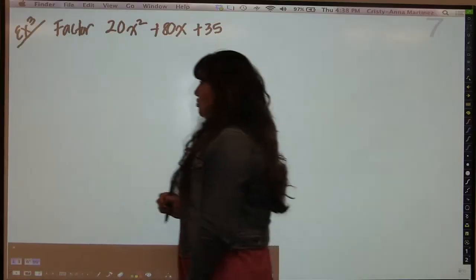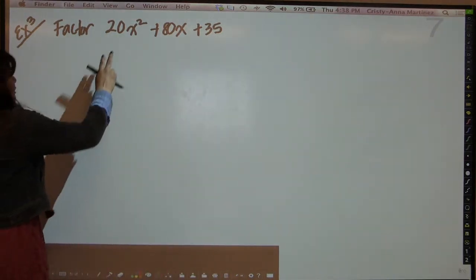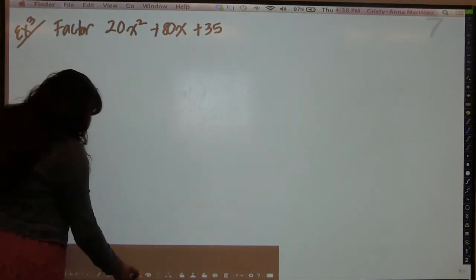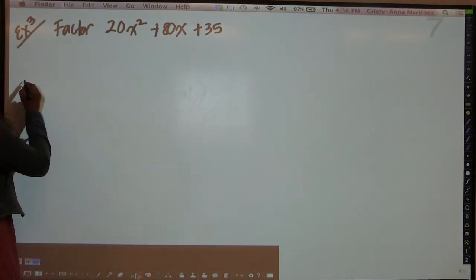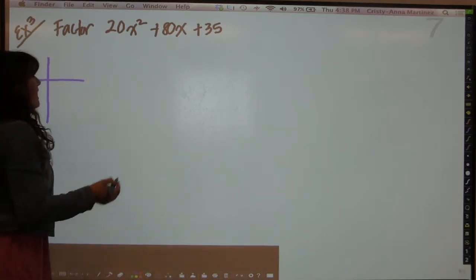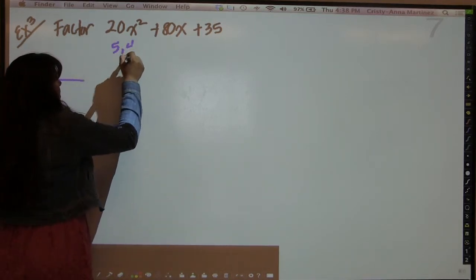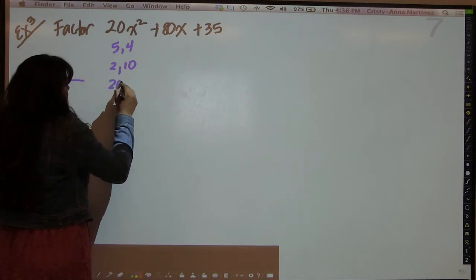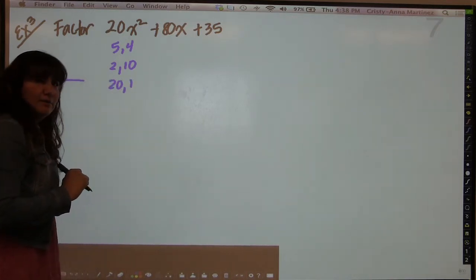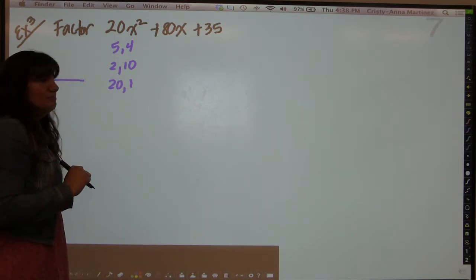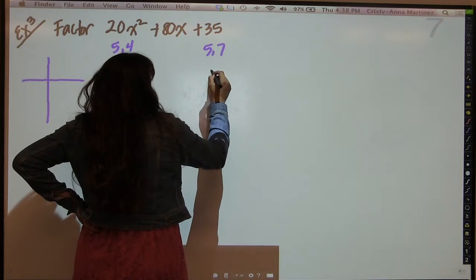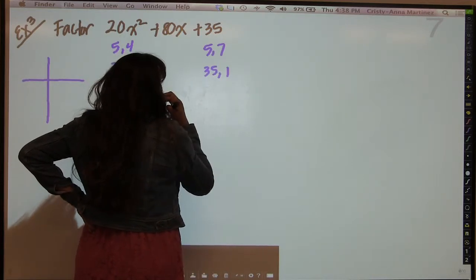So now we're getting all fancy schmancy. In this case, neither this number or that number are prime, which means we have all kinds of options. So let's see if I get lucky. For 20, we could use 5 and 4, 2 and 10, 20 and 1. Is that it? That's about it, right? Factors of 20? Yeah. Okay. So then for 35, we could do 5 times 7. We can do 35 times 1. And that's probably it too, right?